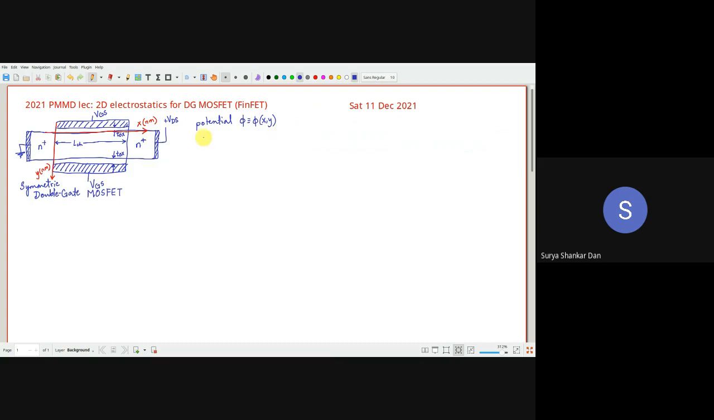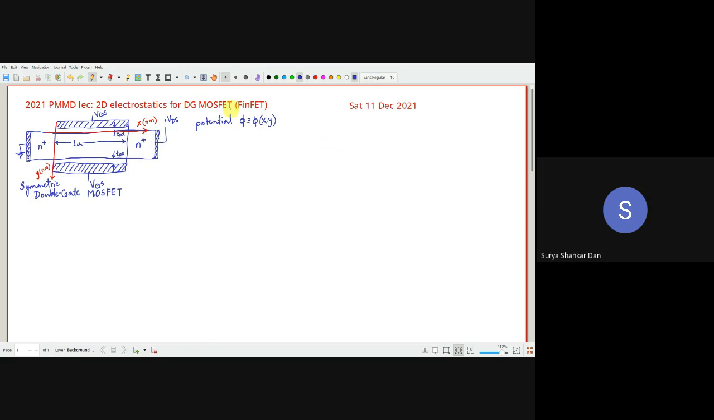Now it is a function of both x and y. The approach we are going to learn in this lecture is how to tackle 2D electrostatics. Of course, there are multiple ways of tackling this. This is the one which I follow in my own research. There are other methods also.